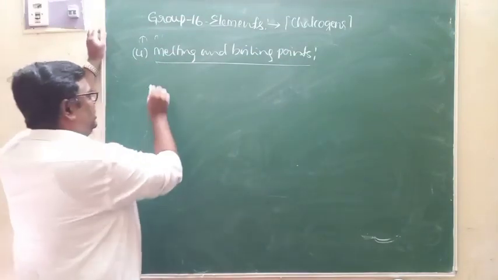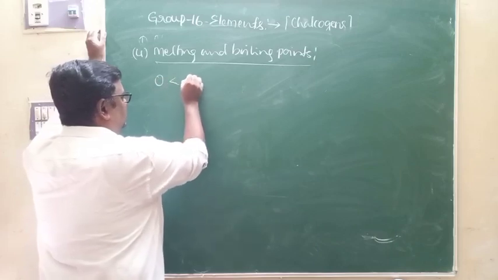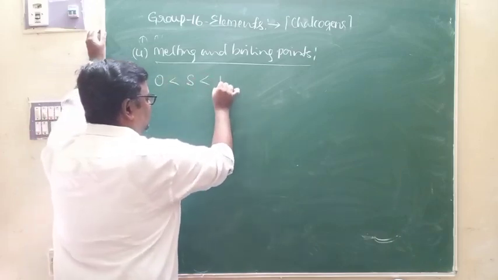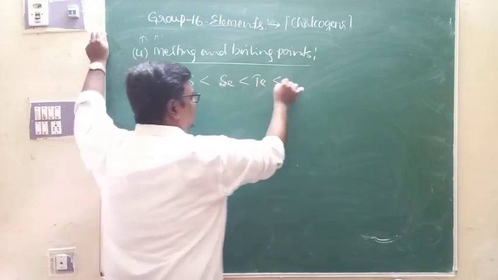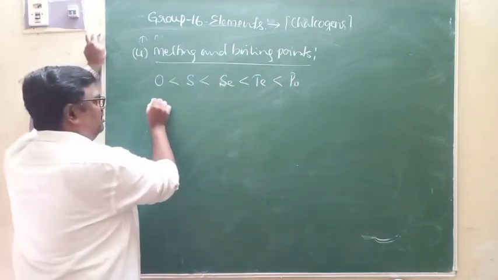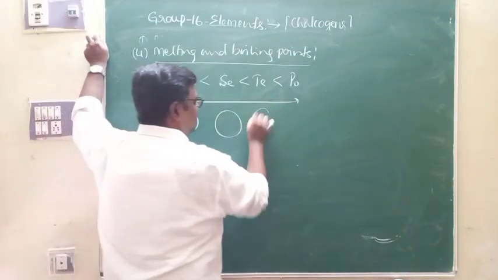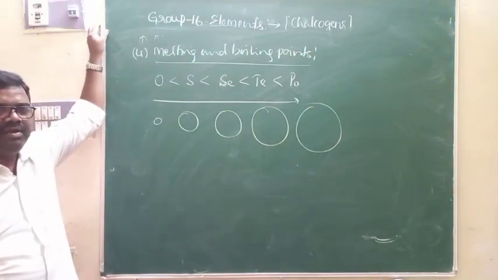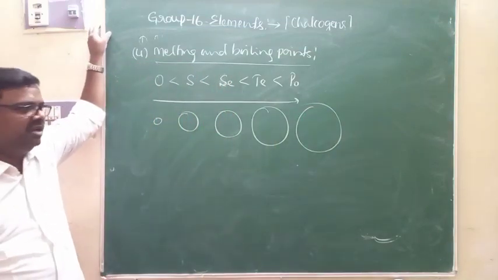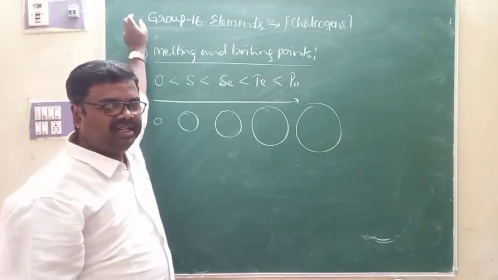As far as the regular trend is concerned, the melting and boiling points of oxygen should be less than sulfur, less than selenium. It will be less than tellurium, and of course less than polonium, because from oxygen to polonium, atomic size increases. Because of that increase in atomic size, van der Waals force of attraction increases. When van der Waals force of attraction increases, melting and boiling points will increase. That is the general trend.